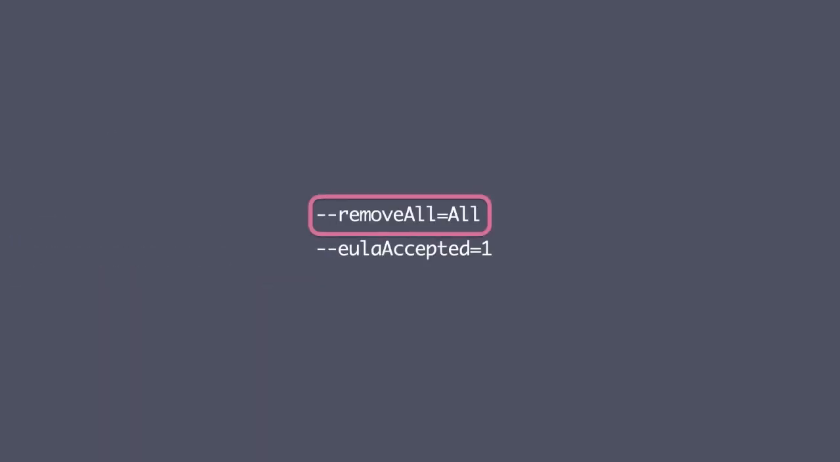Two additional options I didn't show in my example. The removal flag will try to remove all Adobe titles. If you use this, you can omit the SAP code and base version options. And the very last option here is the EULA accepted one. This is an undocumented flag to automatically accept the EULA when removing all installed titles.